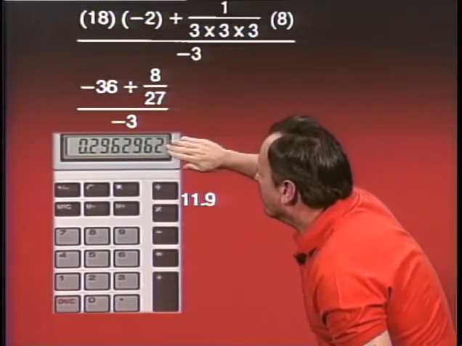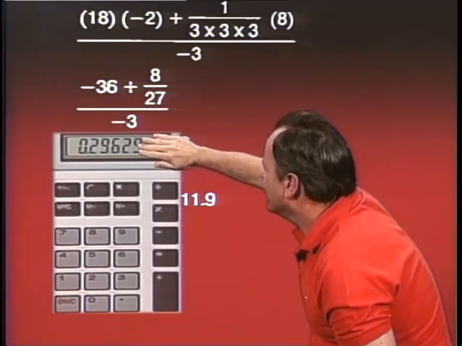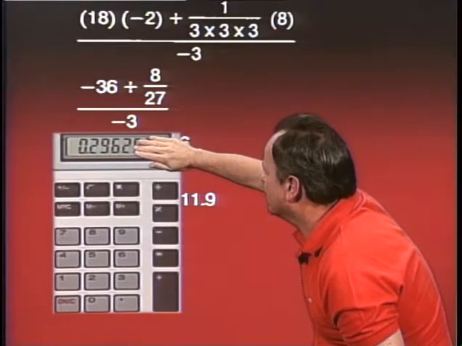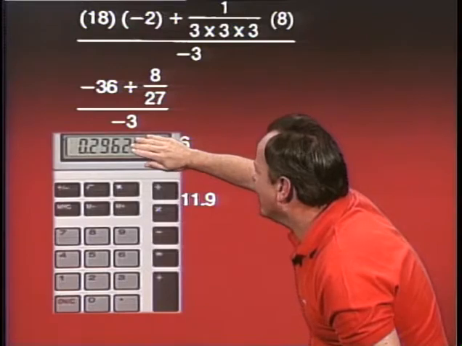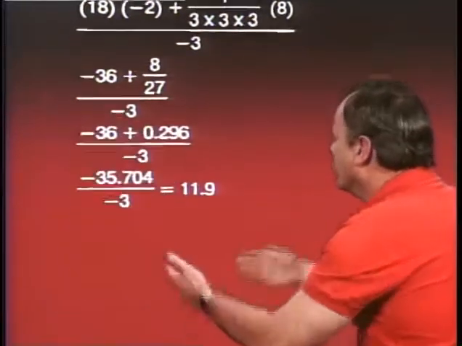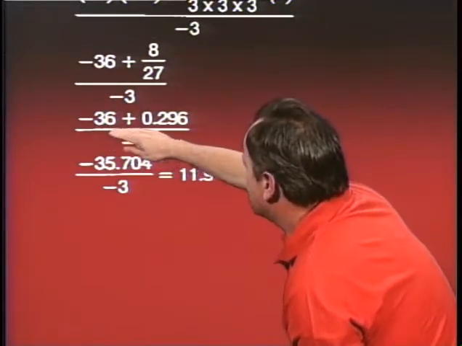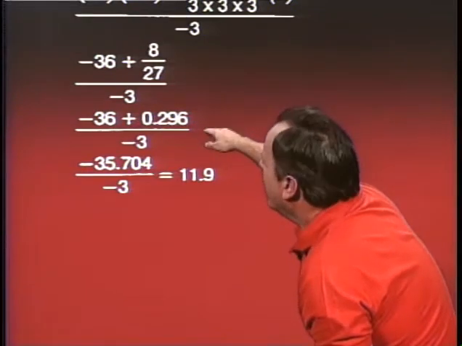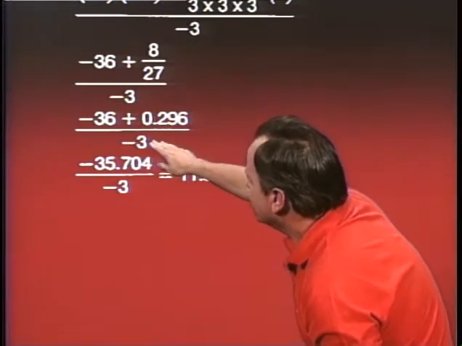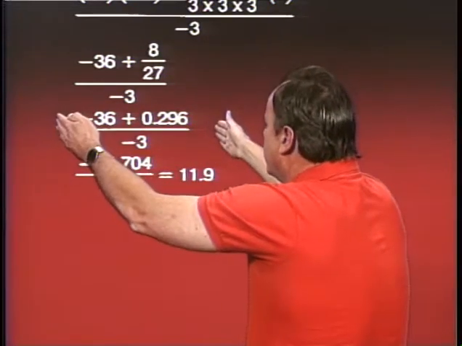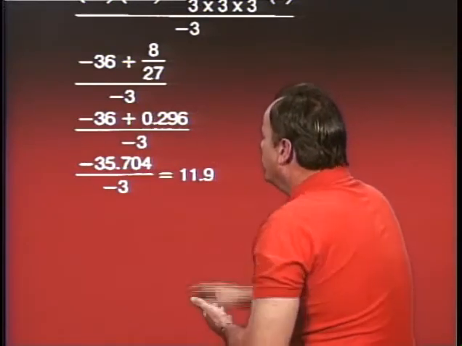Well, we don't need all of that. We'll say 3 decimal places will take care of it for us, so it becomes 0.296. So if you take away the calculator and look underneath there, it becomes minus 36 plus 0.296, and all that's divided by minus 3. Now, all we have to do is take minus 36 plus 0.296.